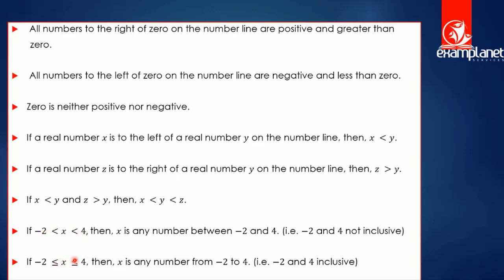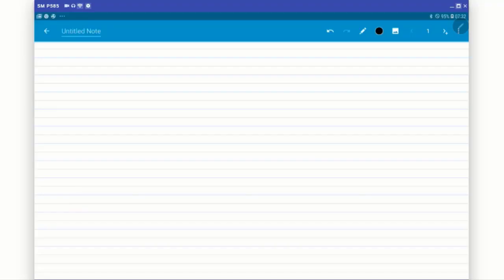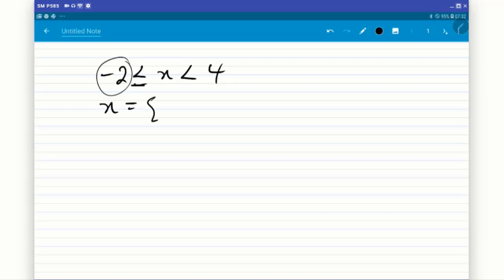If you have something like, let's say, minus 2 is less than or equals to x less than 4. What does this mean? If your x is an integer, it means it starts from minus 2 because of this equal to, then minus 1, 0, 1, 2, 3. So it won't get to 4 because that's not equals to here.